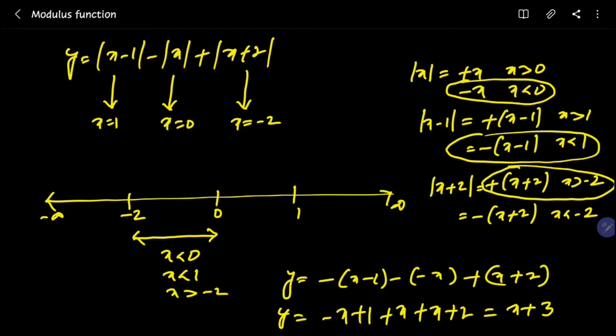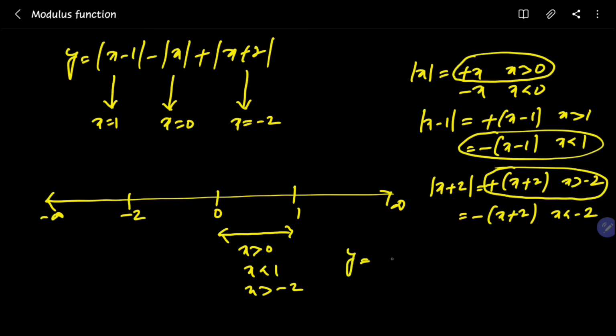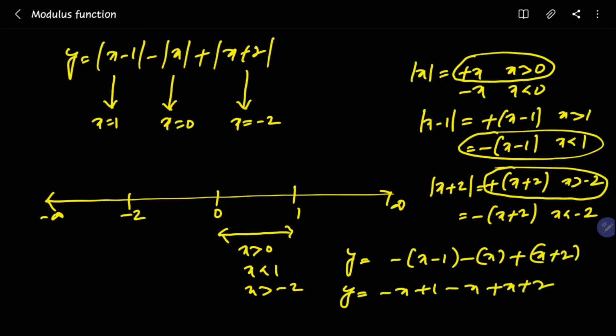In the same way, let us see how these modulus functions are behaving in the interval 0 to 1. In the interval 0 to 1, x is greater than 0, x is less than 1 and x is greater than minus 2, and hence these conditions are selected, and thus the function obtained in the interval 0 to 1 is 3 minus x.